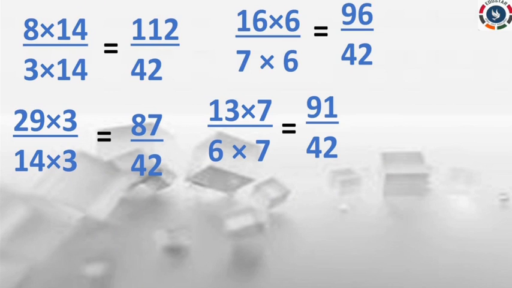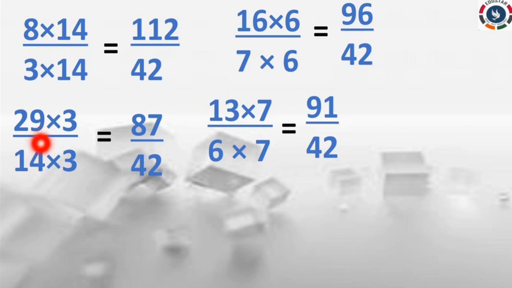So 8 into 14 divided by 3 into 14 is equal to 112 by 42. The next fraction you take and write, 16 by 7. What do you multiply by 7 to get 42? That is 6. So use the same 6 in the numerator also. 16 into 6 by 7 into 6 equals 96 by 42.